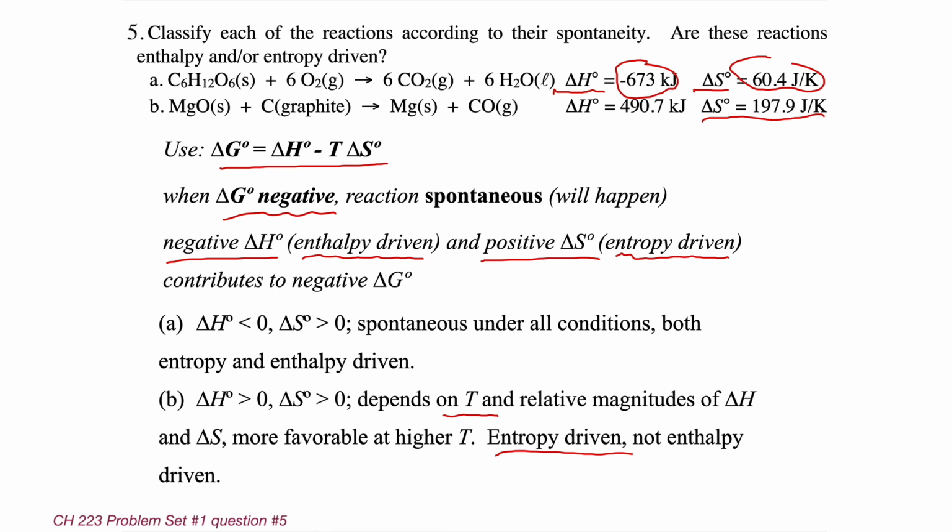So from this slide, negative delta H's are enthalpy driven, positive delta S's are entropy driven, and if you have both of them, both negative delta H and positive delta S, it's spontaneous all the time, like on A. On the other hand, there's a lot of cases where you have, for example, on B, where one of them is positive and the other one is positive, or they're both negative, something like that, then one of them will be helpful towards spontaneity, and on B, that's entropy. That's why we call it entropy driven, but not enthalpy.